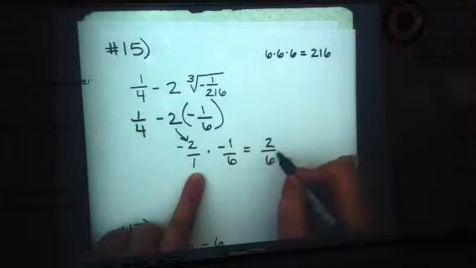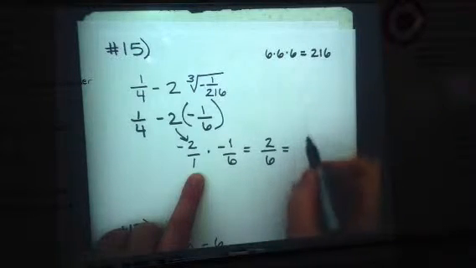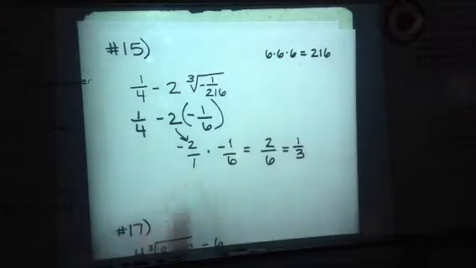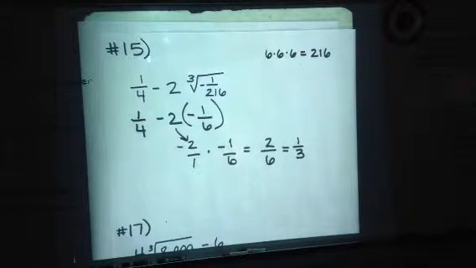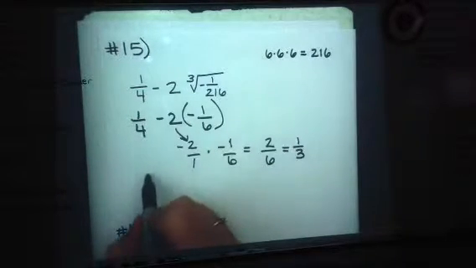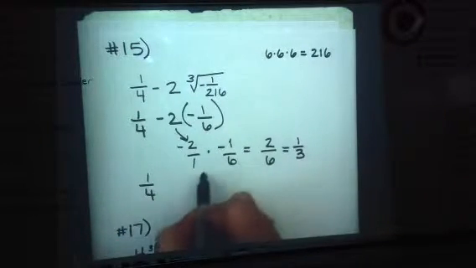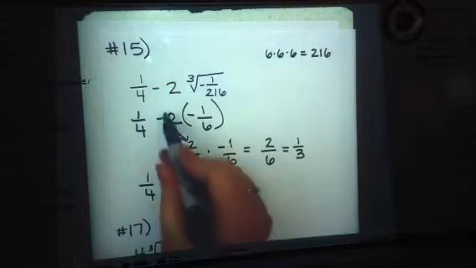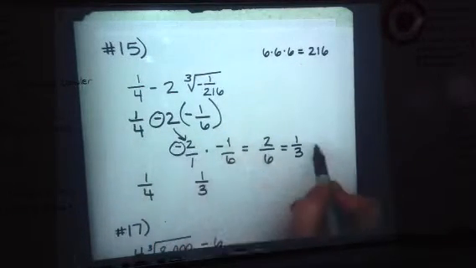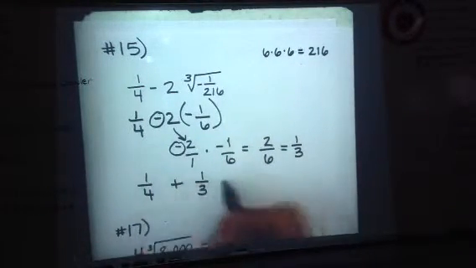I can simplify this down to 1/3, okay? Like I said, this one was a little bit of a doozy, but the reason I started at negative 2 times negative 1/6 is PEMDAS. I have to do my multiplication first, okay? So now I have left 1/4 and 1/3, but I actually got rid of this negative sign here when I multiplied through, so I'm just going to add these.